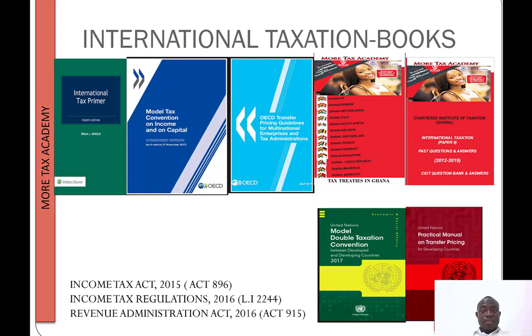We also said that one of the major books that we'll be using is the Model Tax Convention on Income and Capital. We will use it a lot when we are discussing double taxation treaties. When we get to transfer pricing, the major book that we'll be using is the OECD Transfer Pricing Guidelines for Multinational Enterprises and Tax Administrators. And like I mentioned, if you have the OECD Model Tax Convention, we will also have to use the Ghana double taxation treaties. So we have all the tax treaties that we'll be going through.